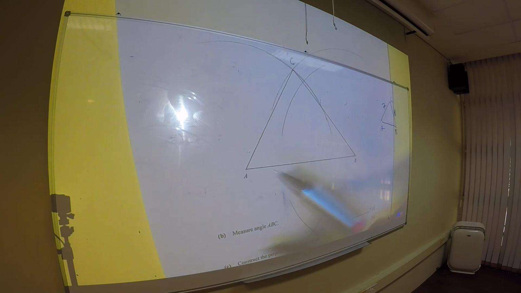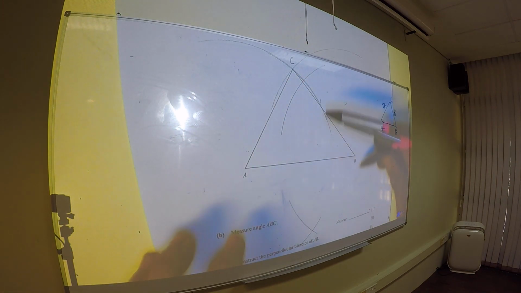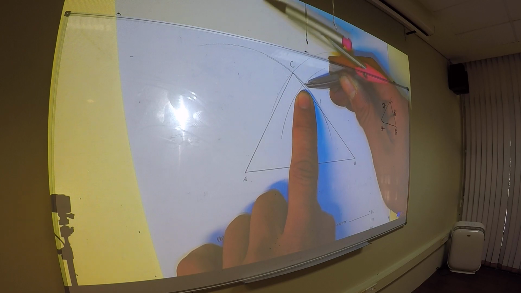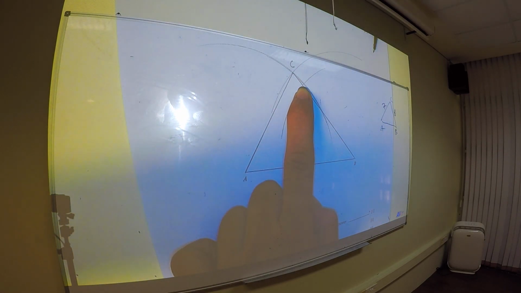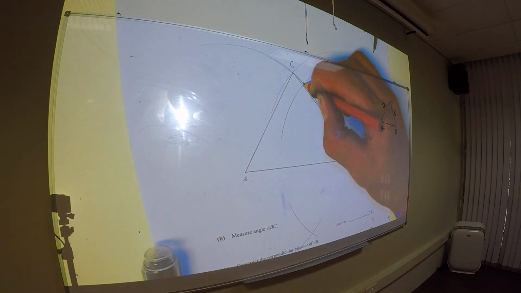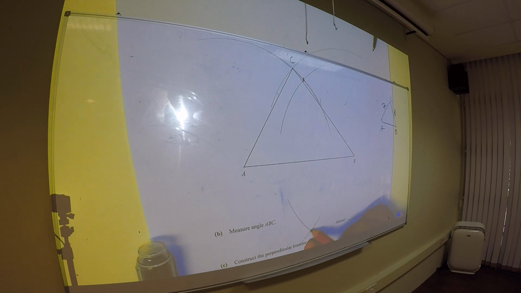When you put center at A, you draw an arc. You put center at B, you draw an arc. There will be one intersection here. And then with the same distance, you cross it below AB, and it will give you another intersection.